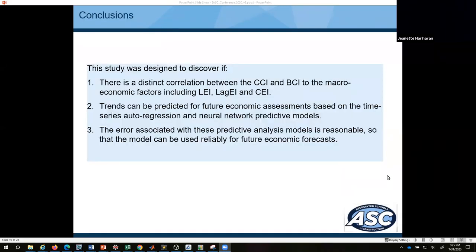So this study was designed to discover if there's a distinct correlation between CCI and BCI to the macroeconomic indicators, which are the leading, the lagging, and the coincident economic indicator. Trends can be predictive for future economic assessment, and the error associated with these predictive analyses is reasonable, so that the model can be used reliably for future economic forecasts.